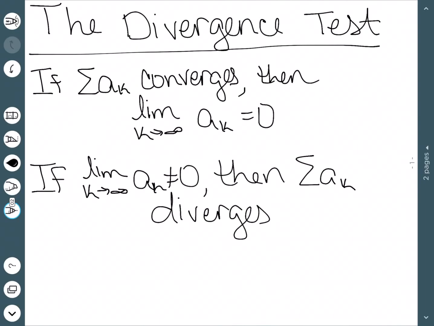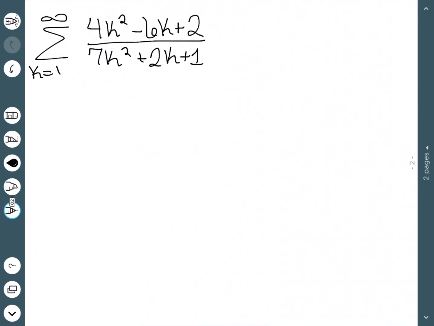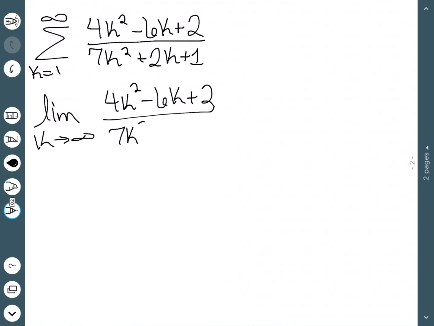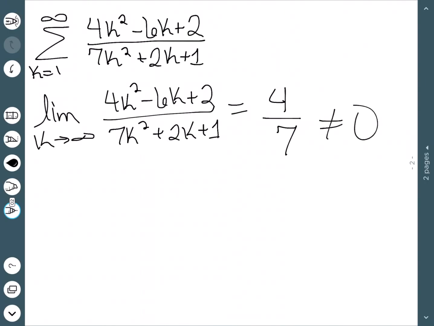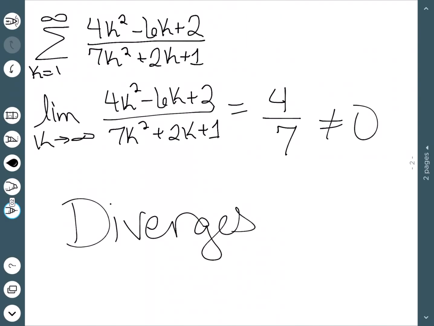So let's look at some examples. Here I have this series, the sum from 1 to infinity of (4k squared minus 6k plus 2) all over (7k squared plus 2k plus 1). For the divergence test, I need to take the limit as k goes to infinity of (4k squared minus 6k plus 2) all over (7k squared plus 2k plus 1). And since I have a k squared on both the top and the bottom, I can just look at coefficients and get 4 over 7, which is definitely not 0.